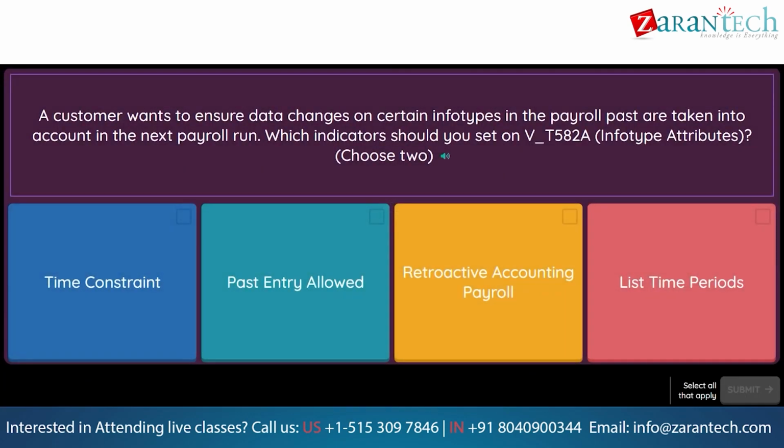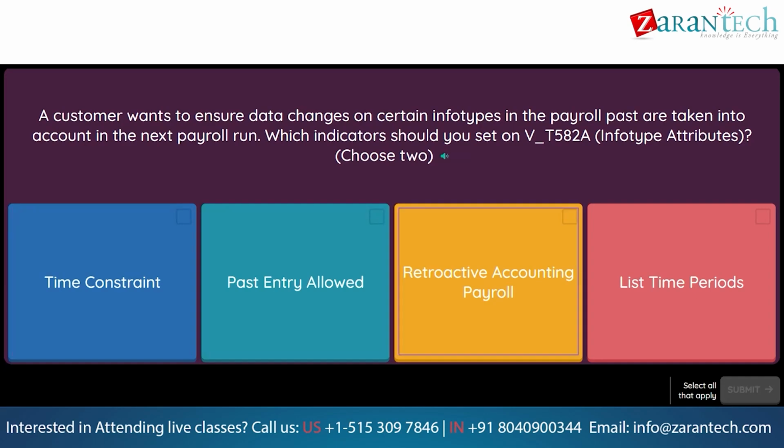Question: a customer wants to ensure data changes on certain infotypes in the payroll past are taken into account in the next payroll run. Which indicators should you set on V_T582A, infotype attributes? Choose 2. Option 1 Time constraint. Option 2 Past entry allowed. Option 3 Retroactive accounting payroll. Option 4 List time periods.